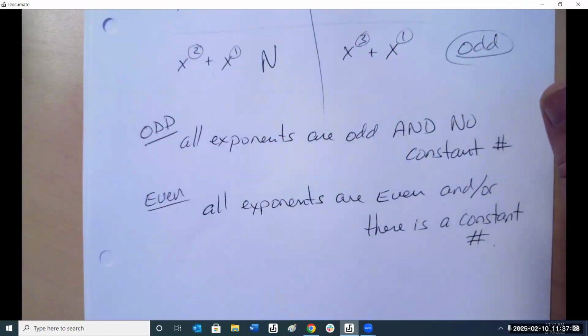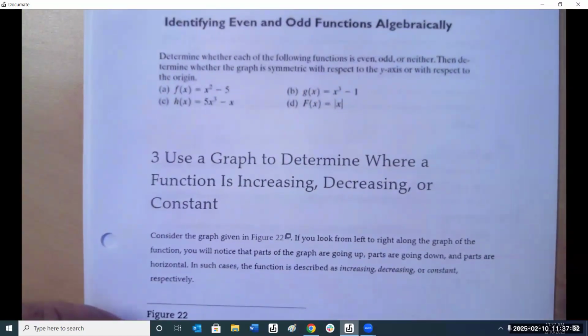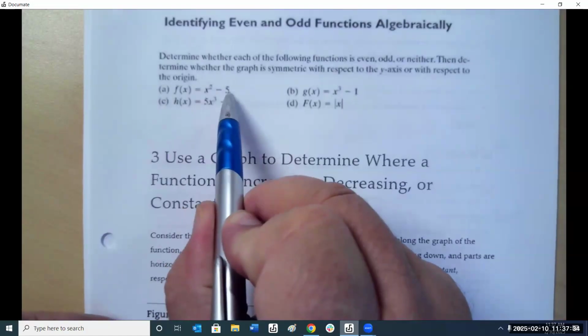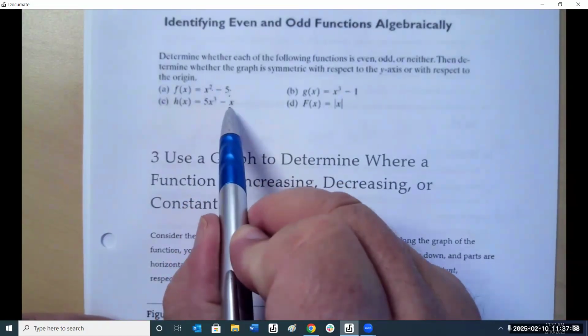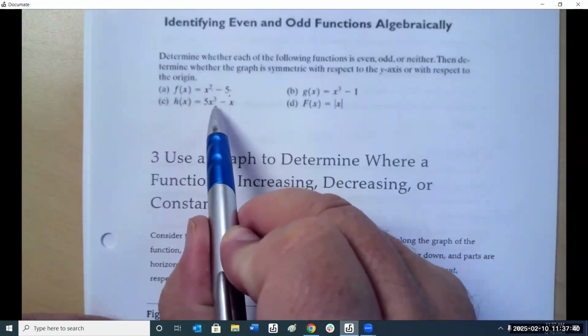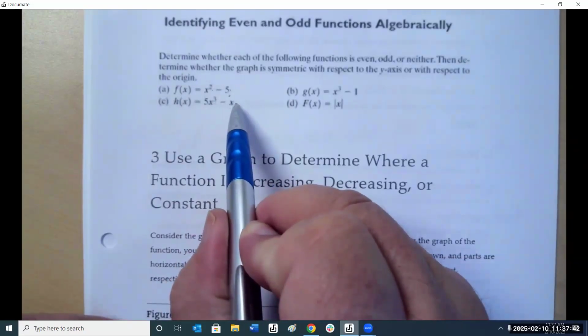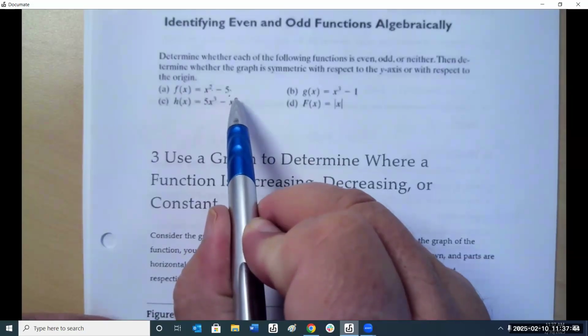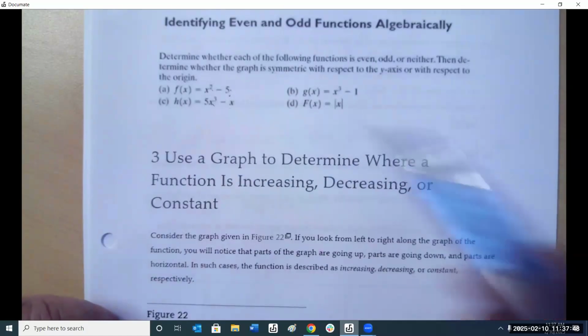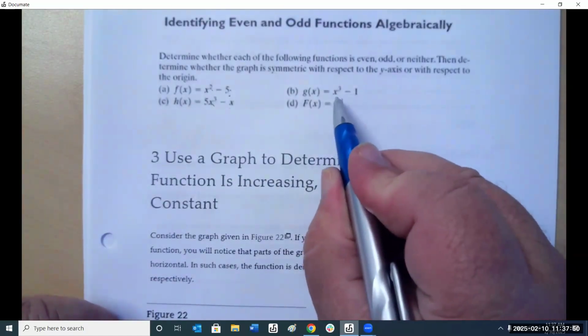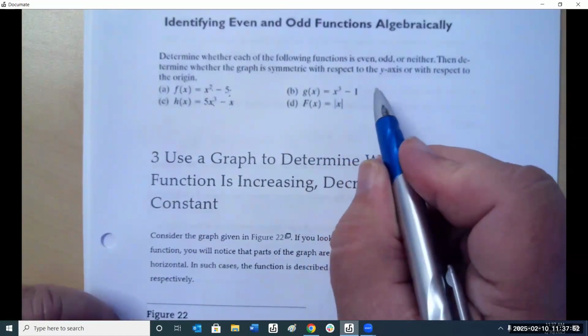So by looking at those, again, I told you it should take you no more than 4 seconds. How about the first one? Is that odd or even? Even, because that's a constant. How about this one? That's odd, because that one's odd. It's a 1. Oh, there's an X. How about this one? Odd and a constant. Can't do it.